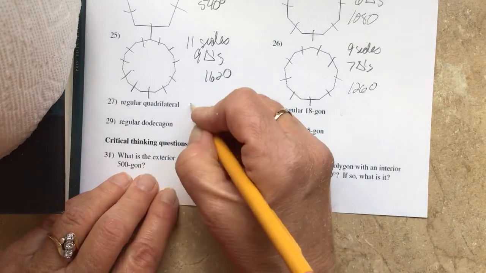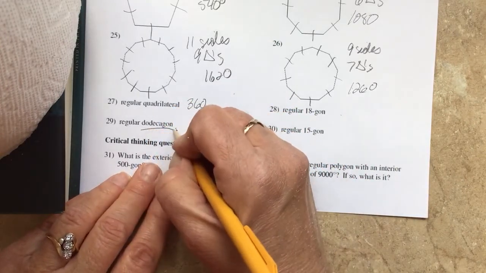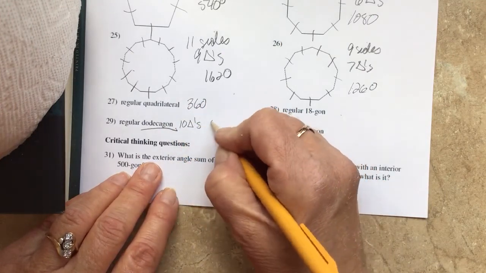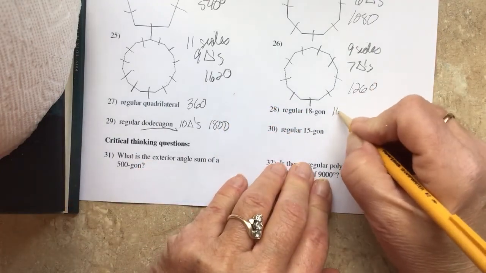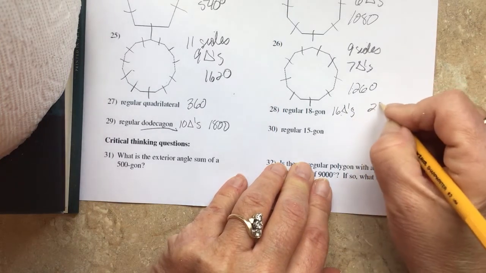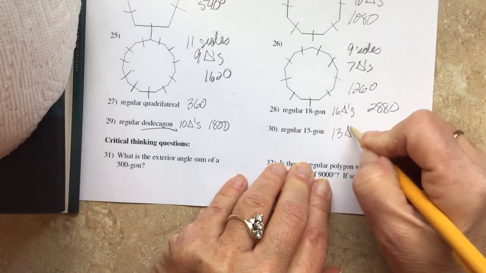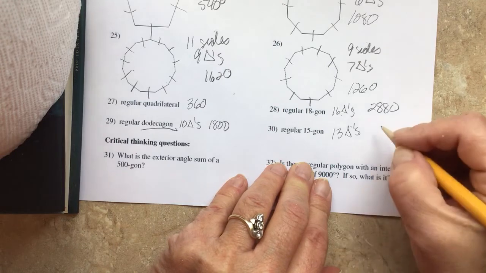Okay, regular quad, we know that one, 360. Dodecagon. Dodecagon is 12 sides, so 10 triangles. So 1800, 180 times 10. 18, so 16 triangles. 16 times 180 is 2880. 13 triangles for a 15-sided polygon. 13 times 180, 2340.